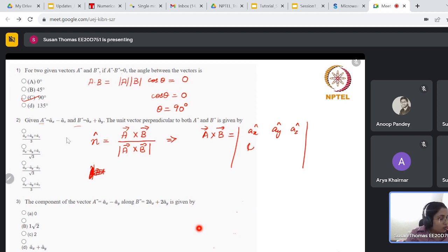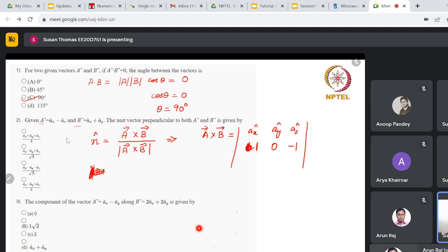Vector A, which is 1, 0 and minus 1. So I am looking at the vector A expression and I am writing 1, 0, minus 1. And vector B expression 1, 1, 0. So I hope this is clear. This is very simple. So AX cap into 1 minus AY cap into 1 plus AZ cap into 1.